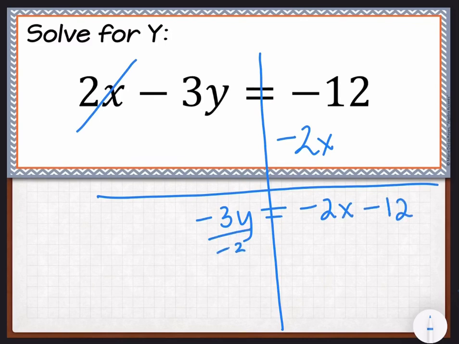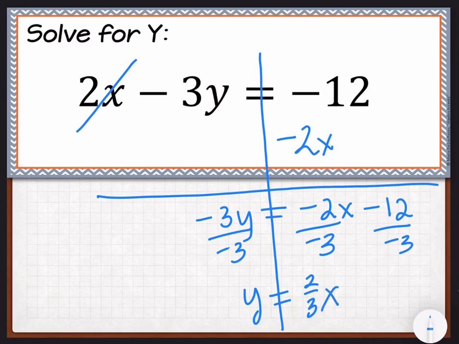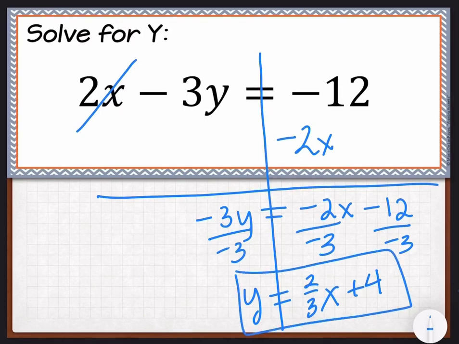Divide by the coefficient, so I'm dividing by negative 3. And now I have y equals, I'm simplifying, 2/3 x, and negative 12 divided by negative 3 is positive 4. So that's my final answer. Y equals 2/3 x plus 4.